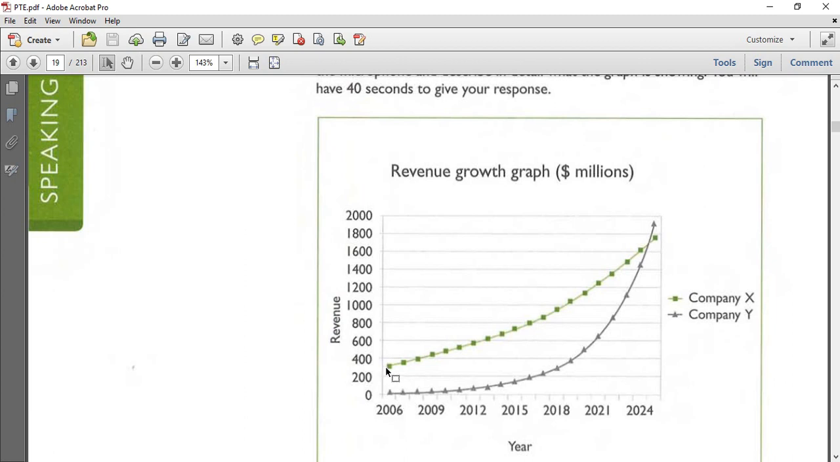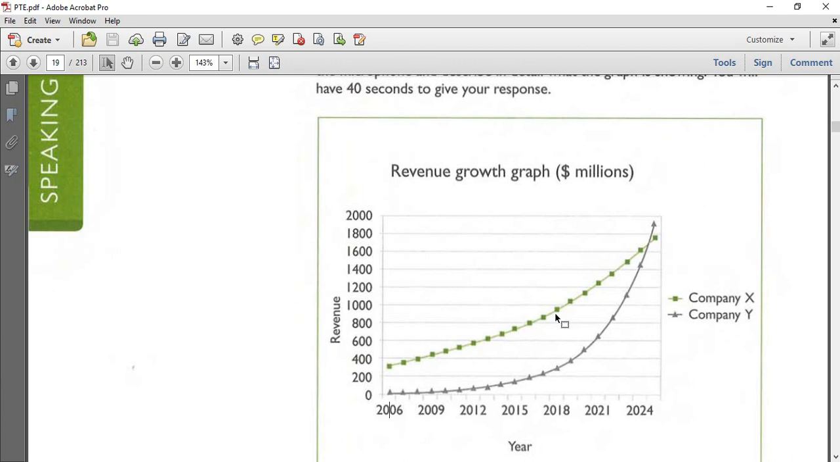Okay, so here for company X, it starts from around $400 million, while company Y starts from 0 million, and both of them start to grow. The revenue increases slowly until around 2018, and both of them increase gradually, as you can see.